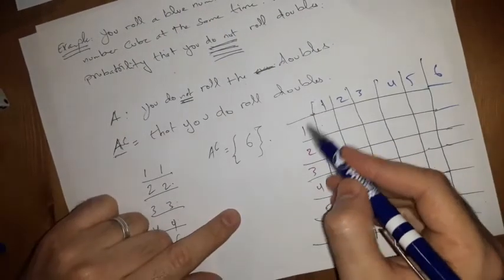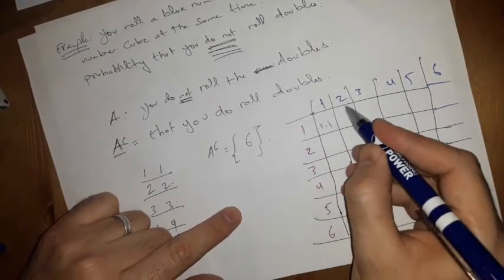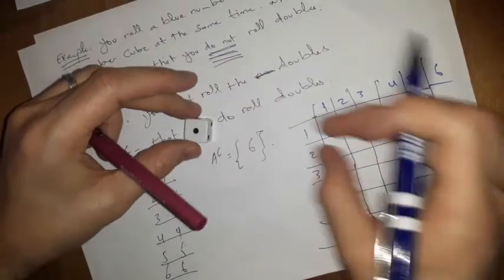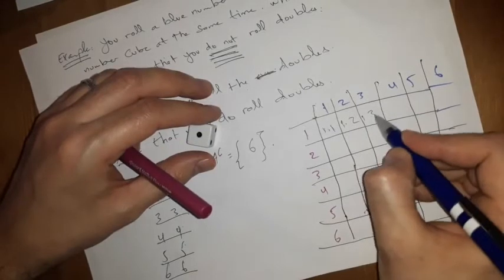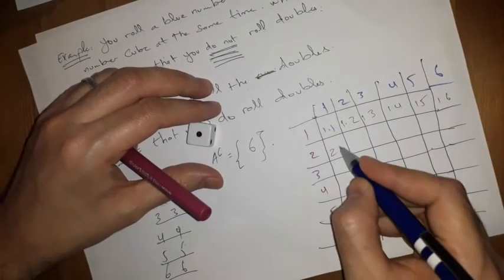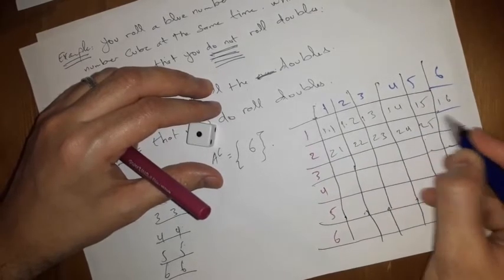So if we have 1 and 1, I can have 1 and 2, right? When you roll the dice, you can have 1 and 1, and the blue one is going to give you 2, or it's going to give you 1 and 3, 1 and 4, 1 and 5, 1 and 6. Same thing, 2 and 1, 2 and 2, 2 and 3, 2 and 4, 2 and 5, 2 and 6.